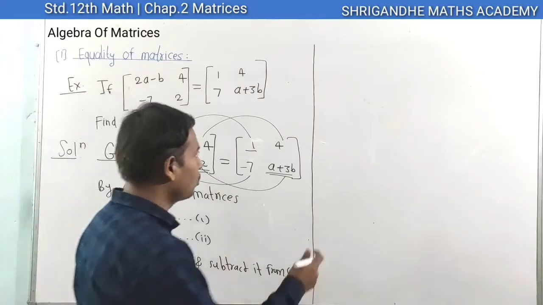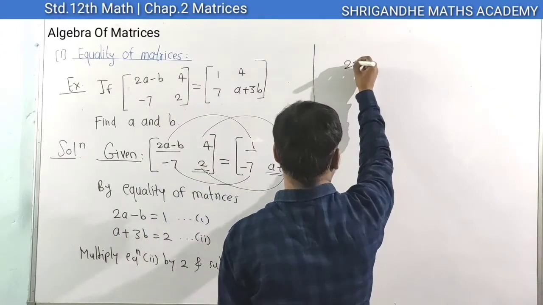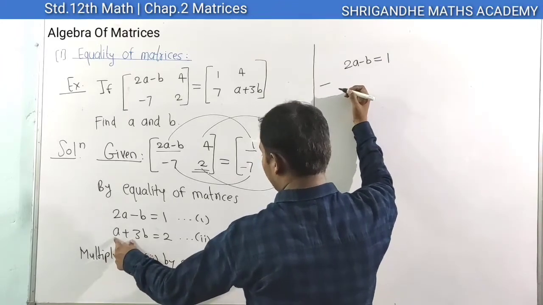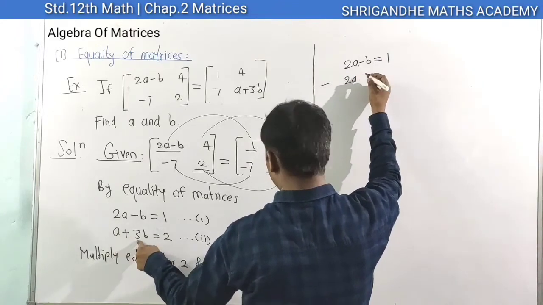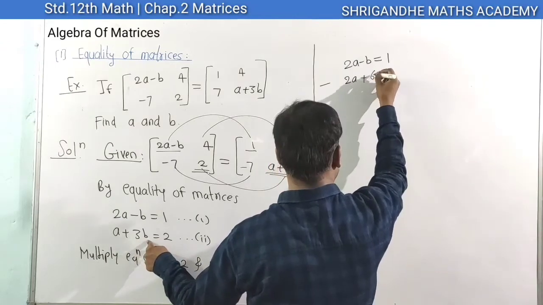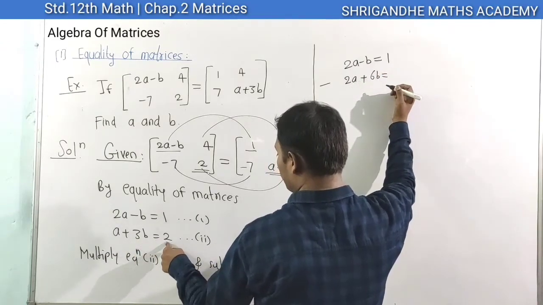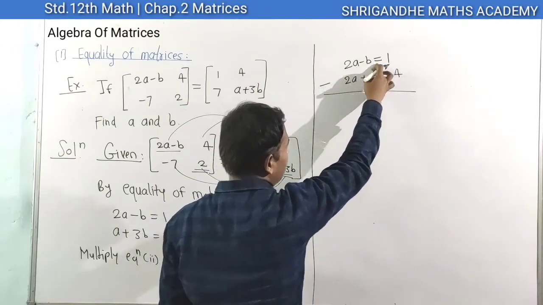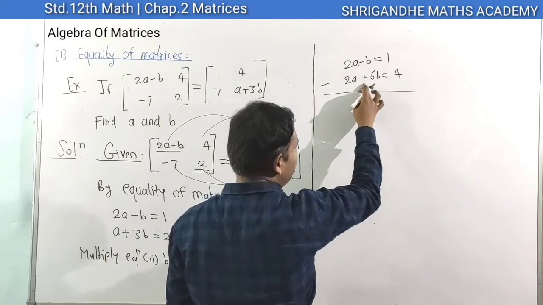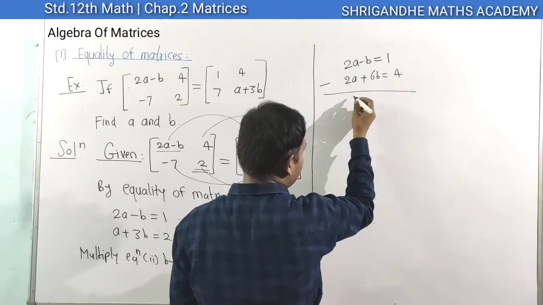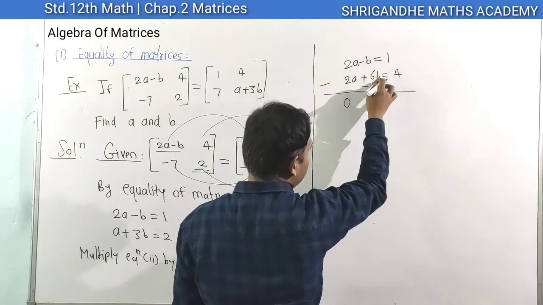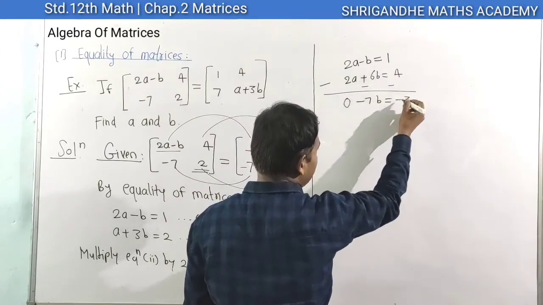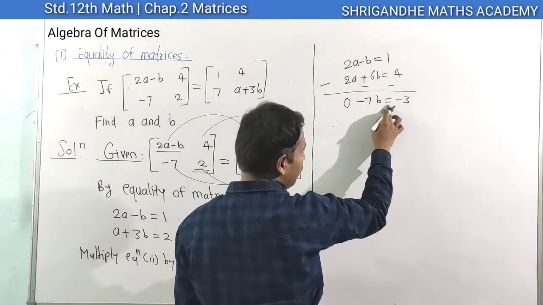Let us see. Therefore, 2A minus B equal to 1, minus 2 into A is 2A plus 2 into 3B is 6B, equal to 2 into 2 is equal to 4. Now here we subtract: 2A minus B equal to 1, minus 2A plus 6B equal to 4. Therefore, it will become 0 minus B minus 6B is minus 7B, equal to 1 minus 4 is minus 3. Therefore, we get minus 7B equal to minus 3.